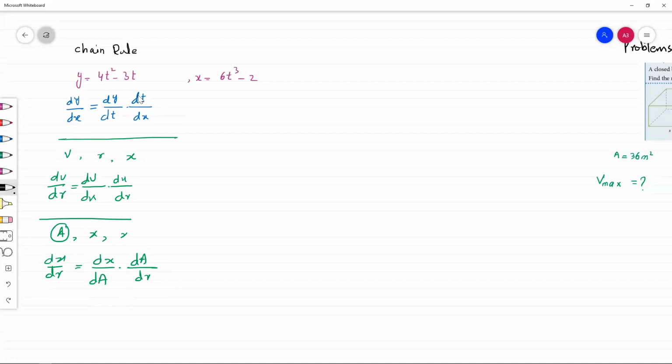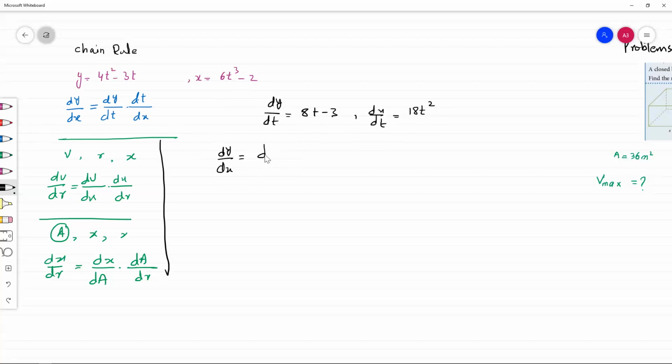Now take the earlier example where we want to find dy over dx. From the first equation, we can find dy over dt, which is equal to 8t minus 3. From the second equation, we can find dx over dt, which is equal to 18t squared. So now we want to find dy over dx.